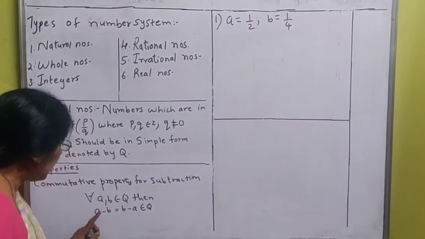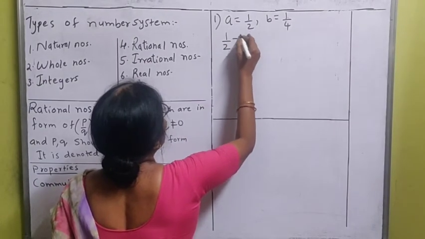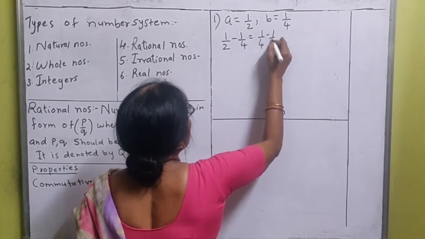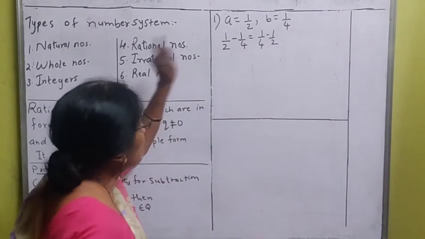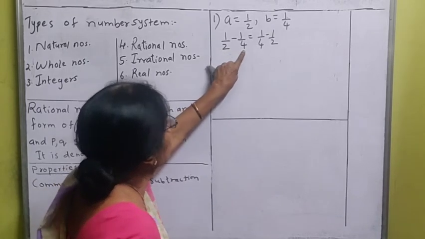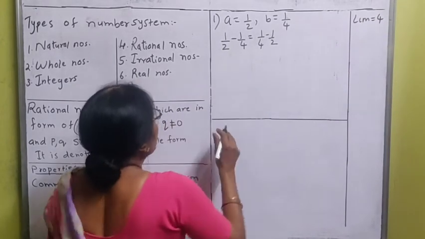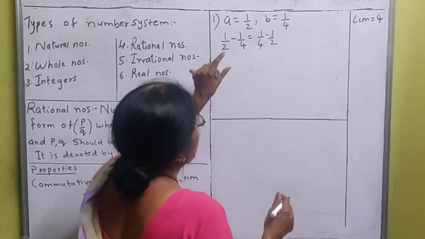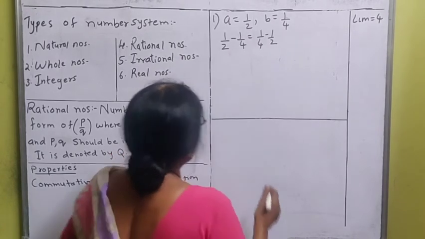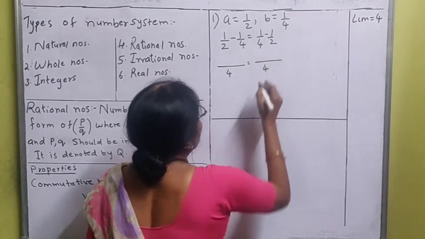So what we have to prove? A minus b is equal to b minus a. So what is a value? A value is 1 by 2 minus 1 by 4 is equal to 1 by 4 minus 1 by 2. Already I told you 2 and 4 comes. 2 is a prime number. 4 in 2 table 4 is there. So your LCM will be equal to 4. First, what you have to do? The LCM you have got as 4. So on the left hand side also the LCM will become the denominator, and on right hand side also the LCM will become the denominator. So 4 is a denominator over here. Here also 4 is a denominator.